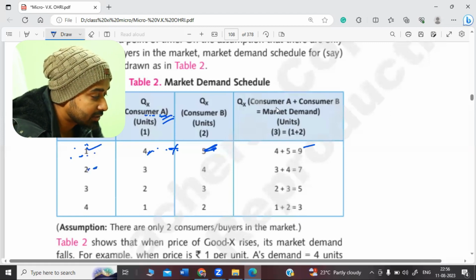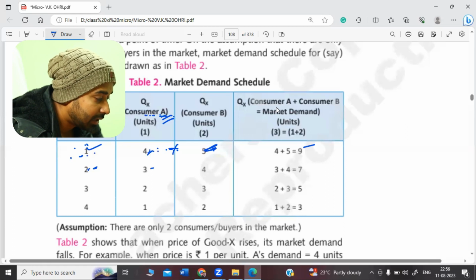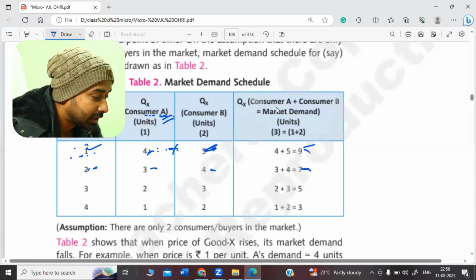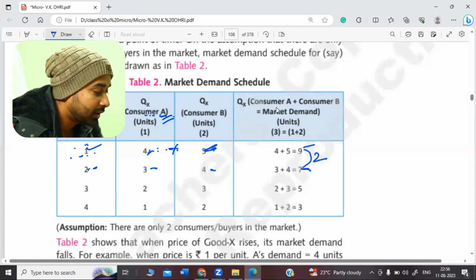So again the price increases, and the quantity demanded will definitely decrease. Now the quantity demanded decreases for consumer A from 4 to 3 and for consumer B from 5 to 4. So 3 and 4, the total demand is 7. So you can find that in the market the quantity demanded reduces.